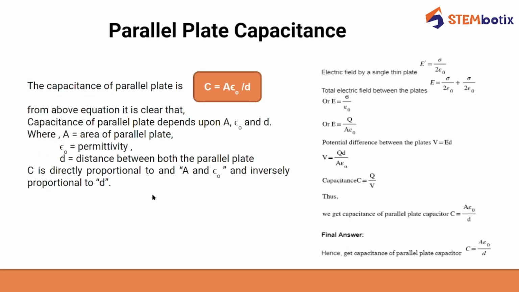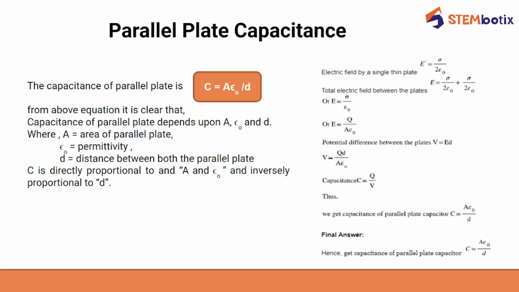Now the equation for a parallel plate capacitor. The formula for the capacitance of a parallel plate capacitor is C equals A epsilon 0 divided by D, where A is the area of the parallel plate, epsilon 0 is the permittivity, and D is the distance between both the parallel plates. Here both the parallel plates mean the electrical conductors, which are separated by a distance, and the distance is filled with sometimes vacuum or sometimes by any medium.